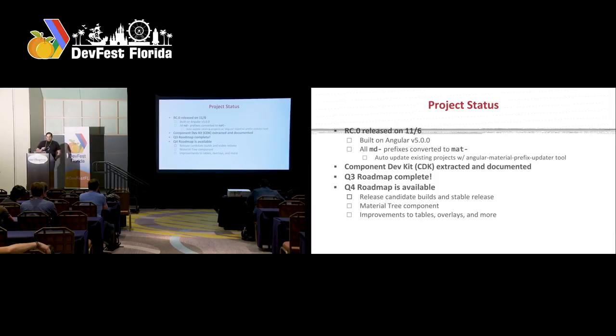So all of the goals in the Q3 roadmap have been met, and the team just posted the Q4 roadmap a couple weeks ago. Really, the primary goal is to get a stable release. They want to line up Angular 5.0.0 along with Angular Material 5.0.0. It may not be those exact version numbers, but they're going to try to get onto the same cadence of releases as Angular.